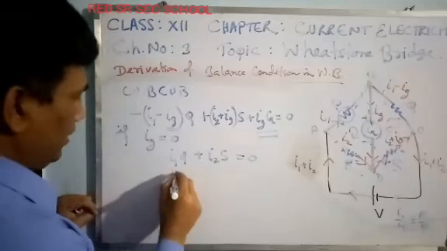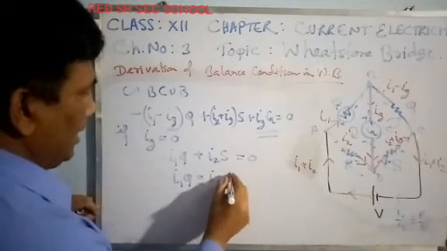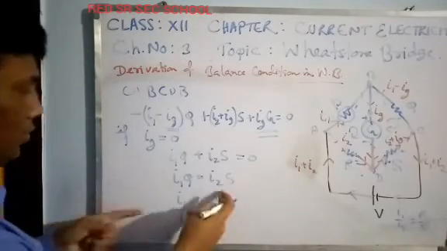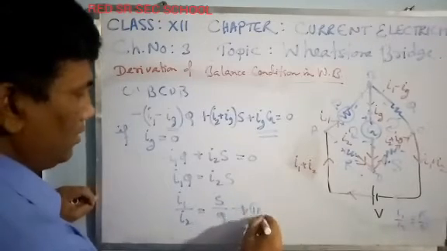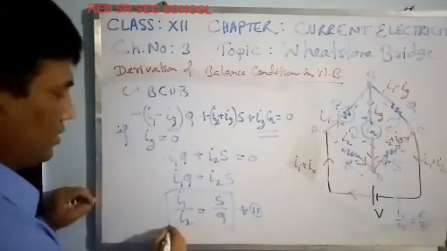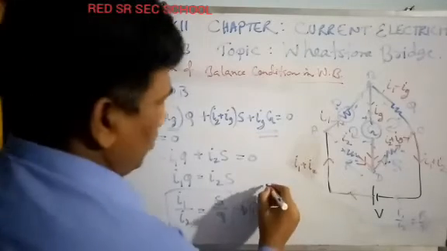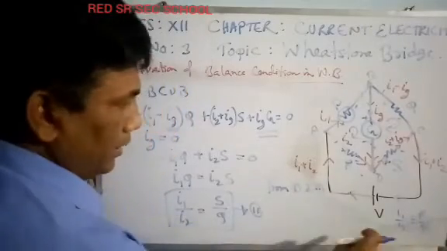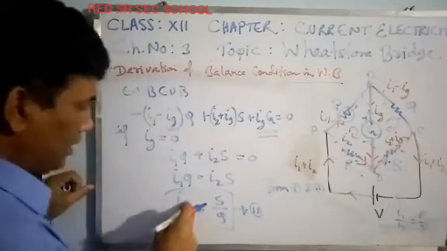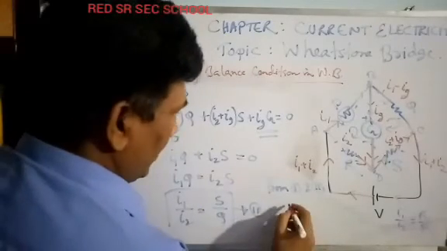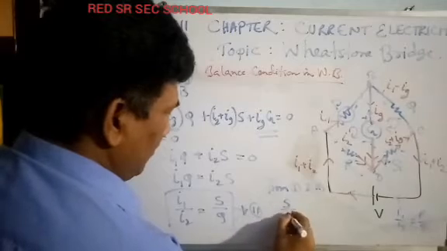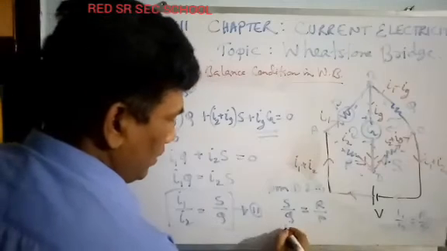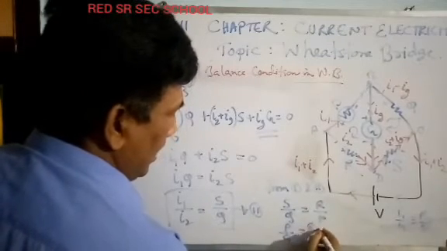So you can put I1Q equal to I2S, I1 upon I2 equal to S upon Q. Crisscross. This is equation number 2. You just copy it from 1 and 2. You see here also the left side is I1 upon I2, here also the left side is I1 upon I2. It means you can get S upon Q equal to R upon P. Bring P here, S down. So P upon Q equals R upon S.